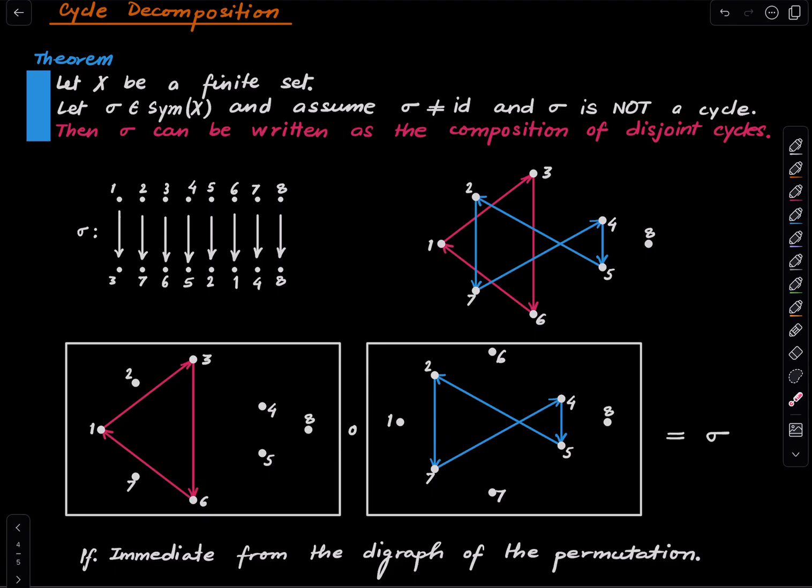Okay, so it's a very simple observation. May look complicated for some reason, but if you just play around a little bit, you will see what's going on. Alright, so as for the proof, I have written one line that this is immediate from the digraph of the permutation. You look at the digraph, you will see what are the cycles that participate in this composition that we want to form. Alright, so that is all that I wanted to say about this.